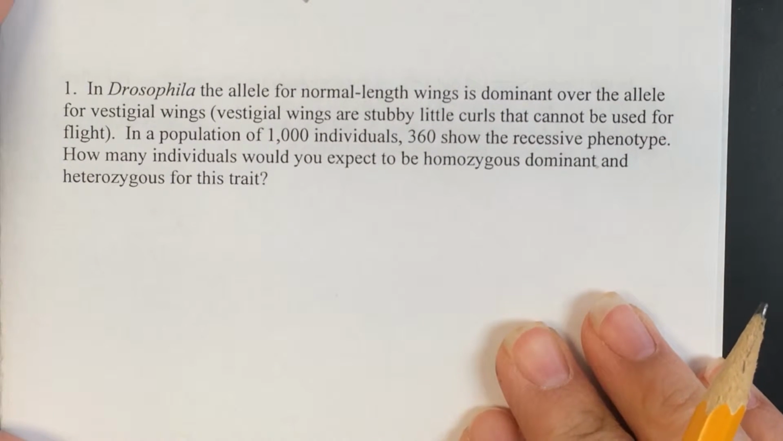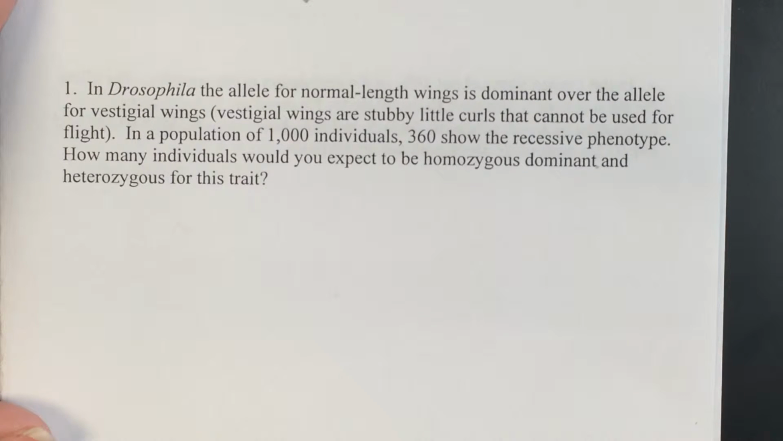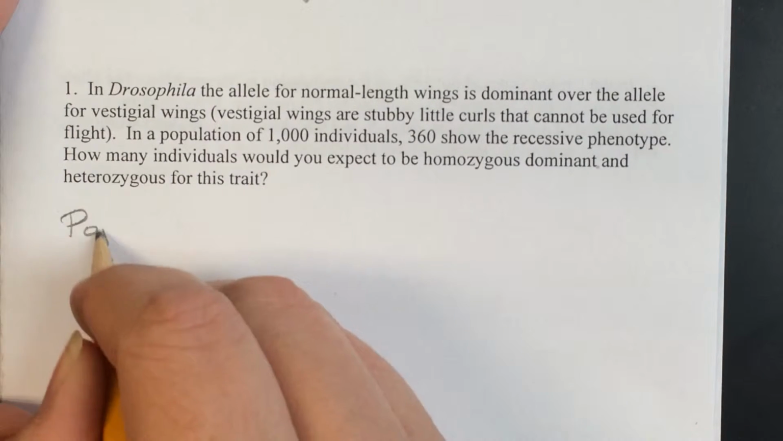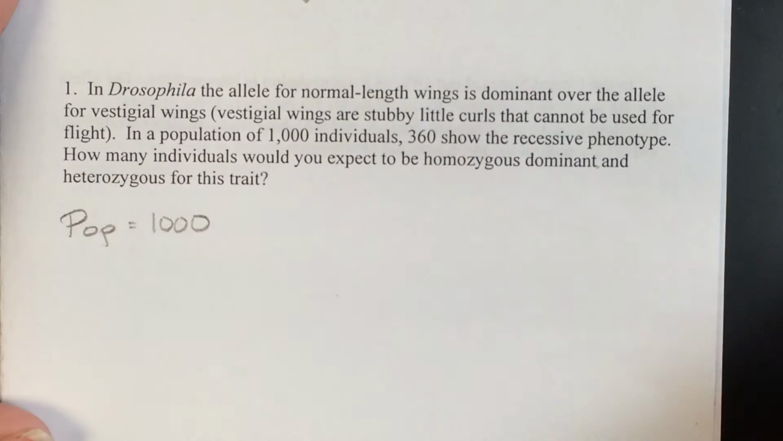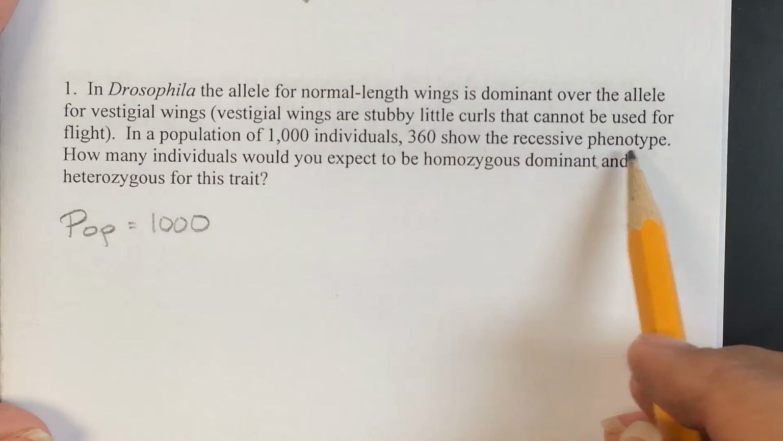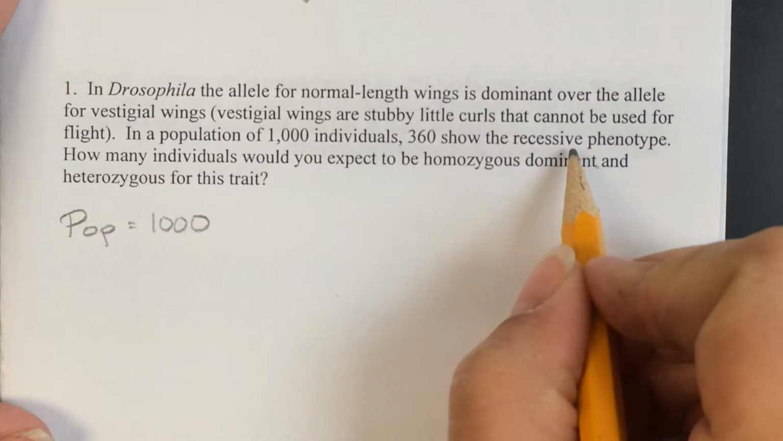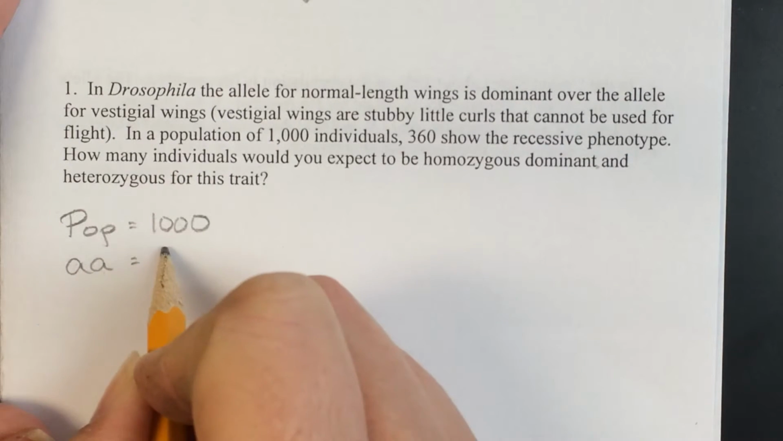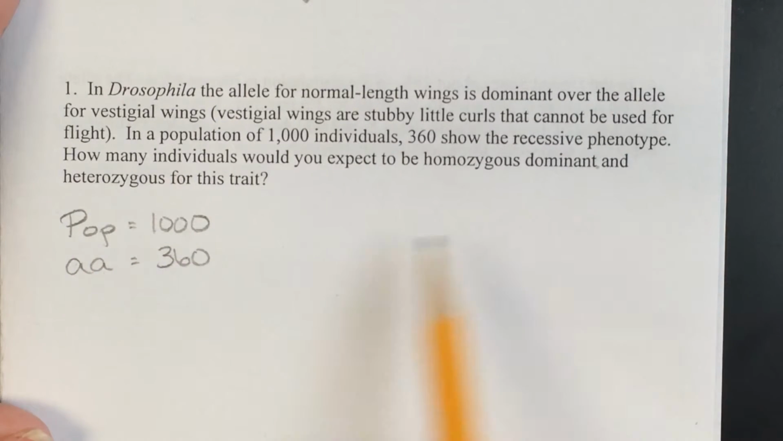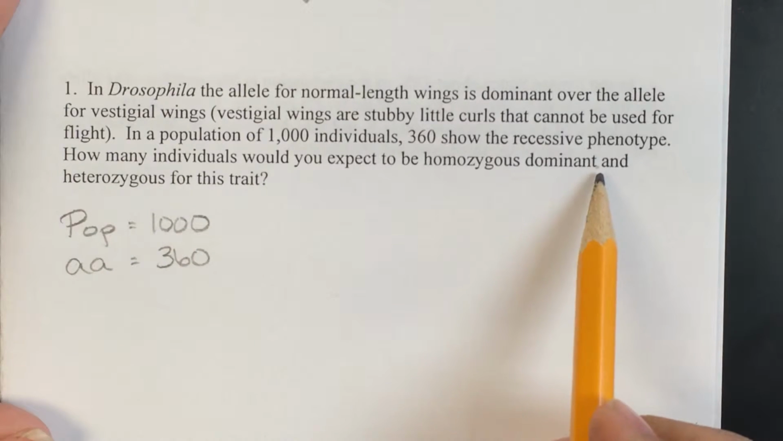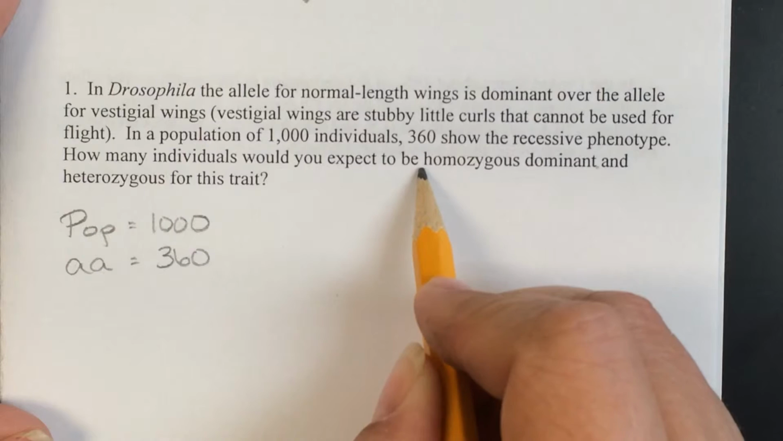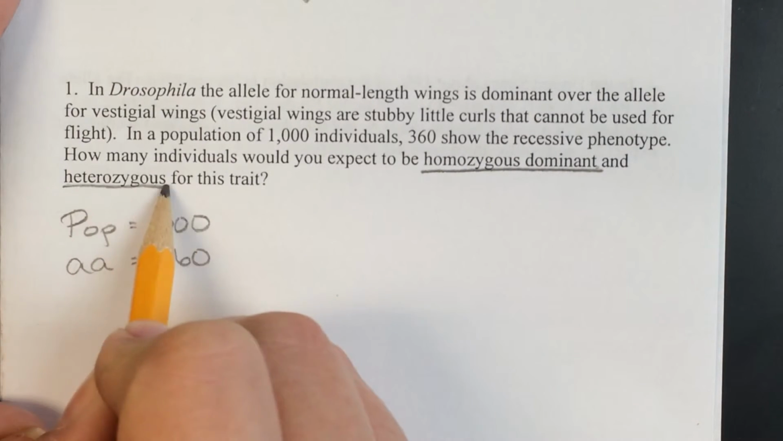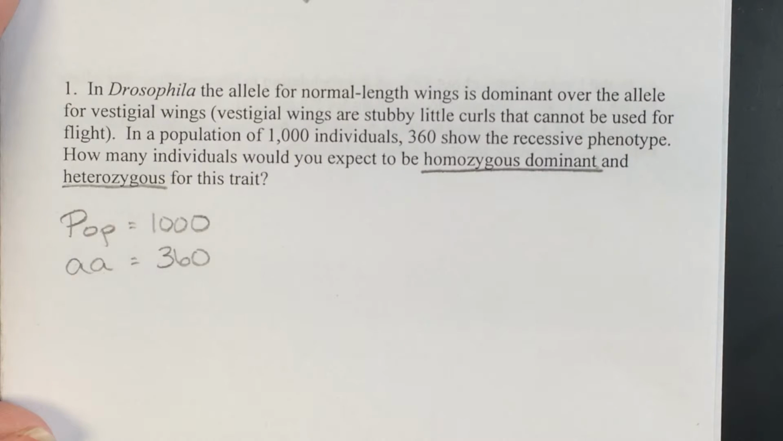So in our first problem, in Drosophila, the allele for normal length wings is dominant over the allele for vestigial wings. Vestigial wings are stubby little curls that cannot be used for flight. In a population of 1,000 individuals, so let's just take a note of what they've given us, we see 360 show the recessive phenotype. So the recessive phenotype is our visual, so that means little a is equal to 360. How many individuals would you expect to be homozygous dominant and heterozygous for the trait? So we're looking for homozygous dominant and heterozygous, two answers being given for this problem.